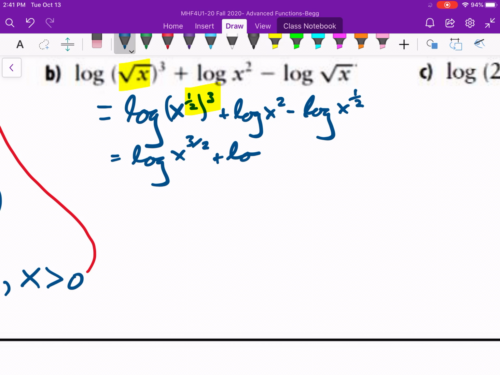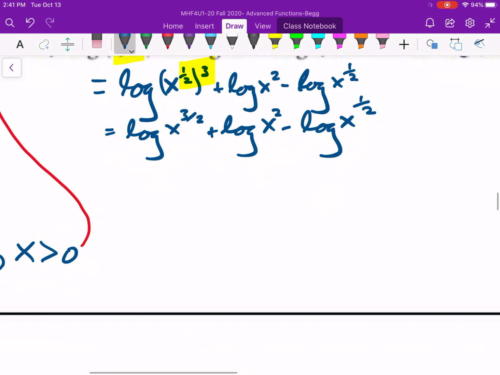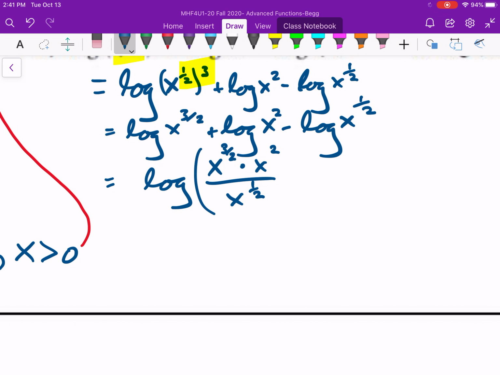And then we're going to add, and we're going to subtract, which we know in the next step is going to become multiply and divide. We can combine these all together to a single logarithm, so it's going to be log. And so the multiply part is going to be x to the 3/2 times x squared over x to the 1/2. So we combine those 3 logs into 1.